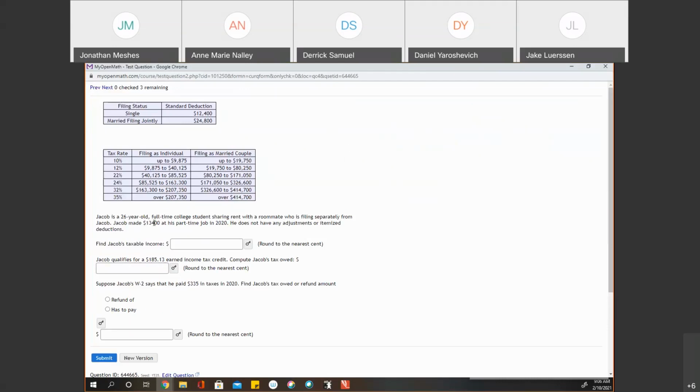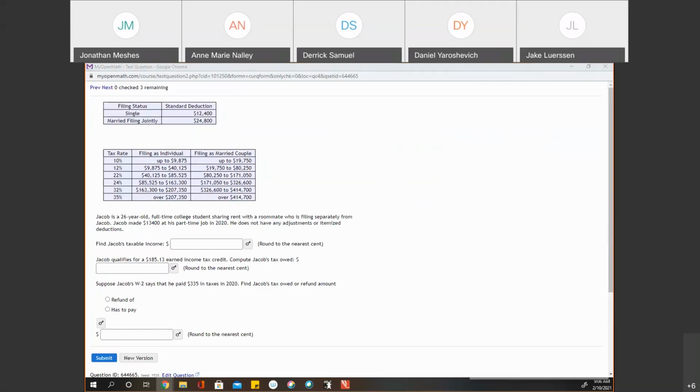Jacob is a 26-year-old full-time college student sharing rent with a roommate who's filing separately from Jacob. Okay, the roommate has nothing to do with this problem, right? There's just extra information. Jacob made $13,400 at his part-time job in 2020. He doesn't have any adjustments or itemized deductions. So first, find Jacob's taxable income.